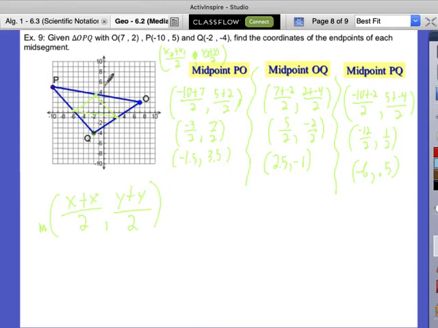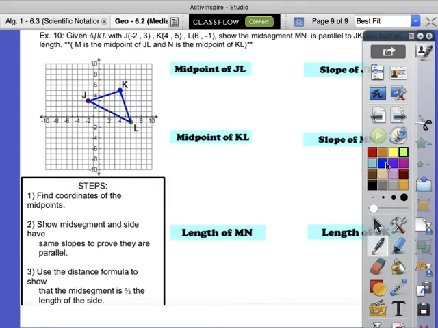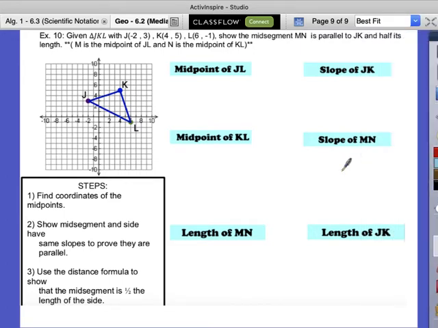Okay, and so the last thing we're gonna do today on our notes is actually go through and just what I talked about, is proving we have a mid-segment. So, we're given triangle JKL, and we're given the coordinates.